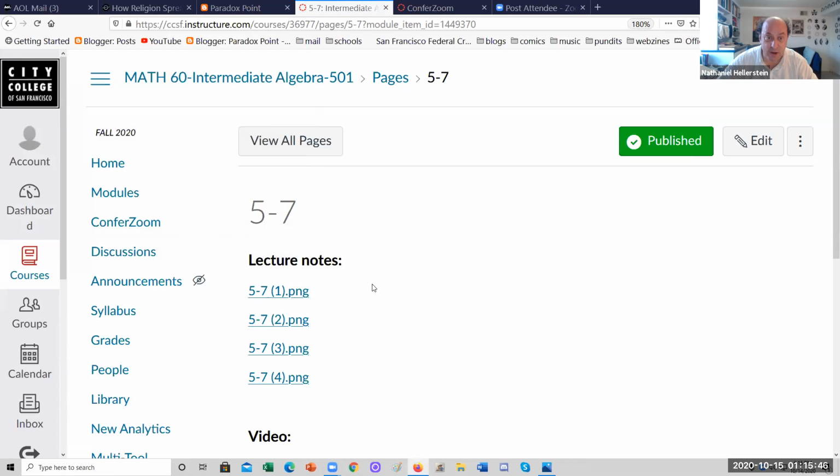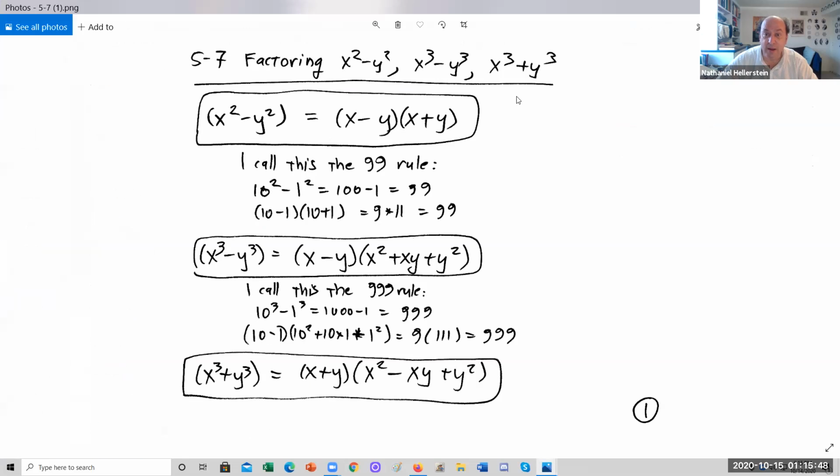All right, for today, what are we up to? Factoring. Here we go. Differences of squares, differences of cubes, sums of cubes. Okay, difference of squares. x squared minus y squared equals difference times sum: x minus y times x plus y.